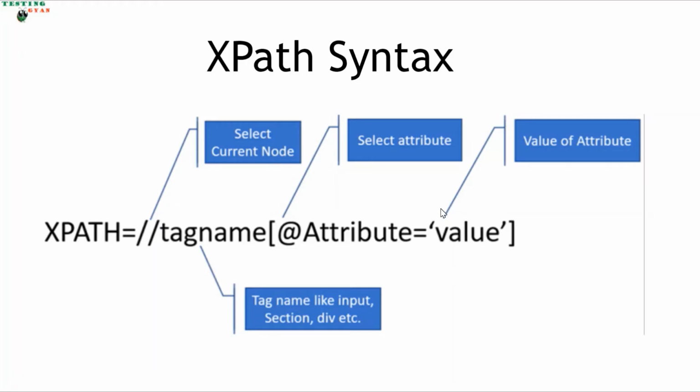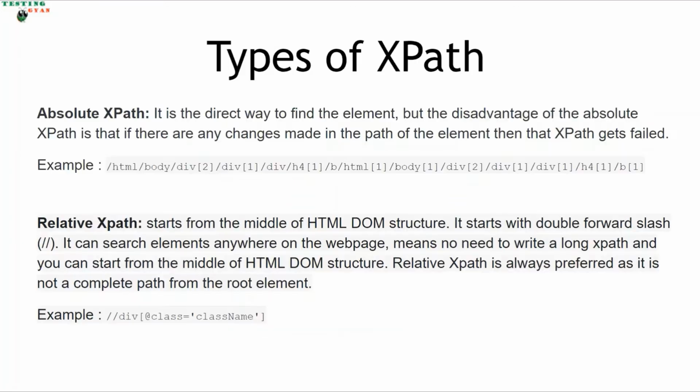So let's discuss how many types of XPaths there are. There are two types of XPath. One is absolute XPath, and another one is relative XPath. Absolute XPath is a direct way to find the element, but the disadvantage of absolute XPath is that if there is any change in the path, then your XPath locator will fail. You can see over here I have given an example of absolute XPath. It starts from the very first node, that is HTML, and then goes till the element which we want to find.